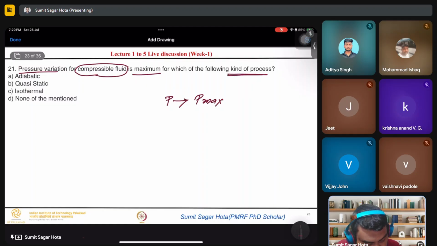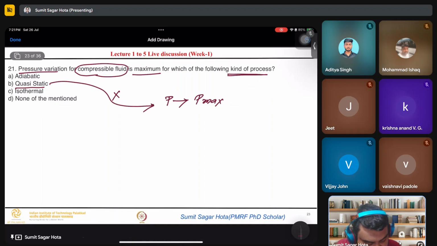Adiabatic is not a process, adiabatic is a system, and isothermal is also a system. But in the isothermal case, we can actually reach P max. Quasi-static means a reversible process, reversible and adiabatic. It's extremely slow, and in that extremely slow process there is very little or no chance of increasing the pressure to P max. It's not possible.